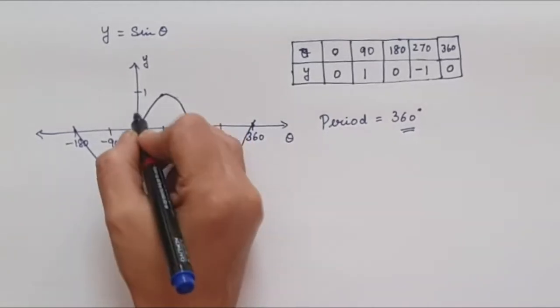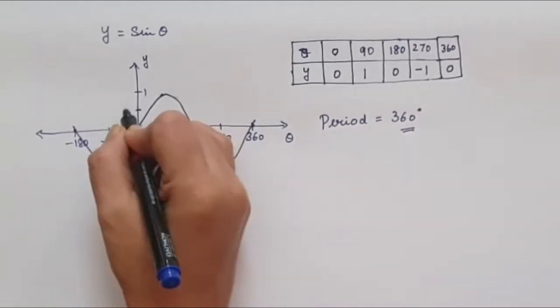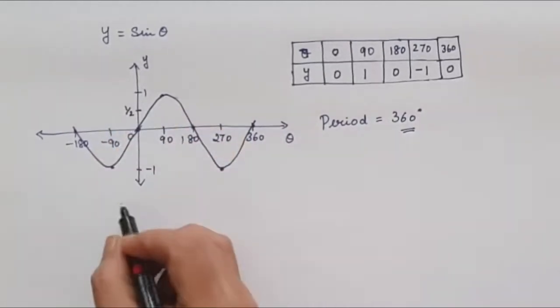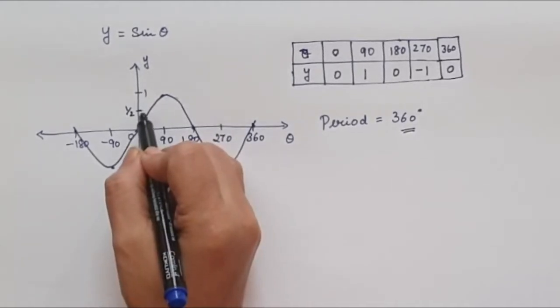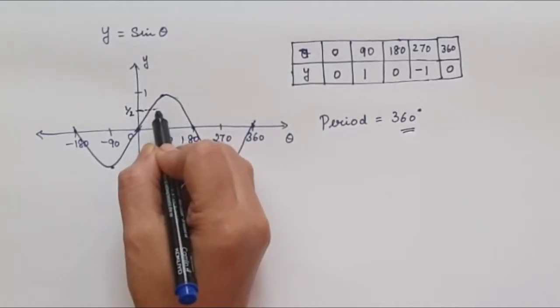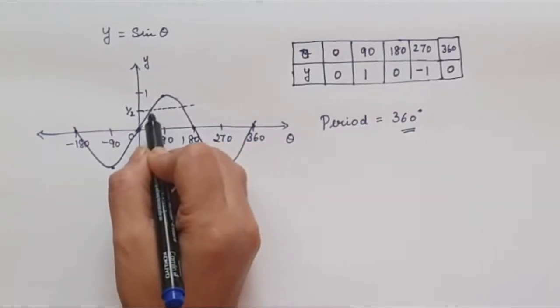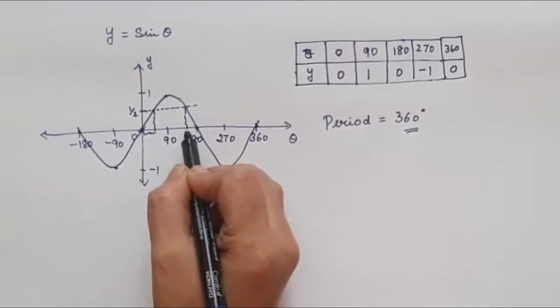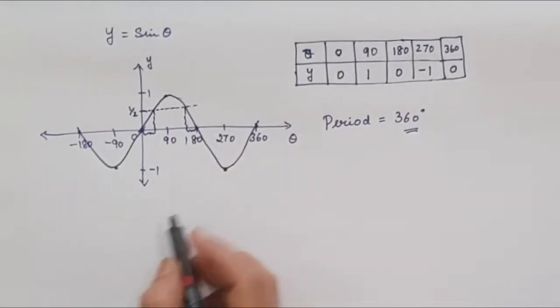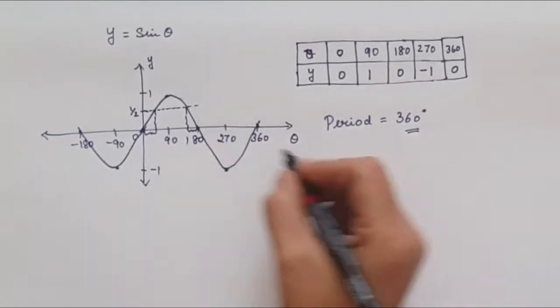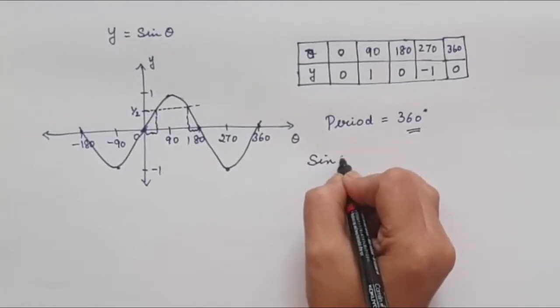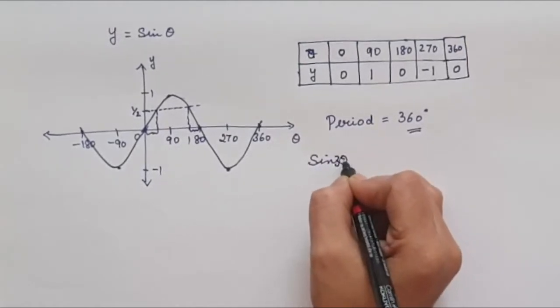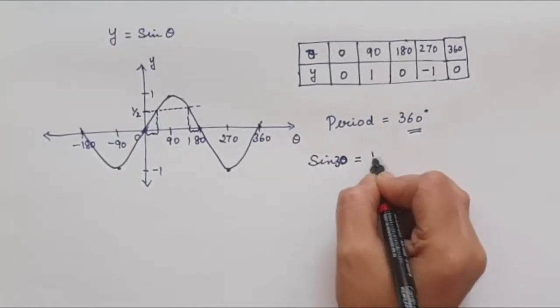And then one more thing we can do is, suppose you take the value for y as half, then when we find our theta values, we'll have two values on the curve. That is, here we'll have one value, and in a similar way, here we'll have one value. If we use the calculator, we can see that sine 30 will be equal to half.